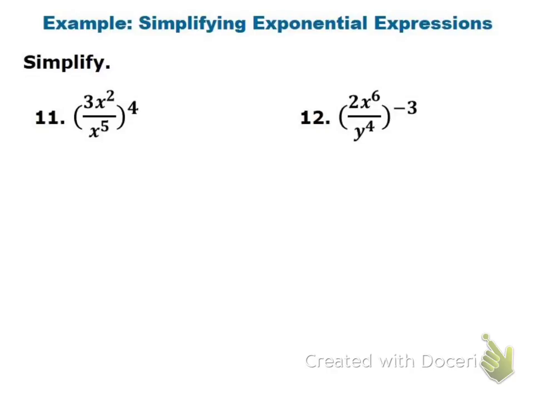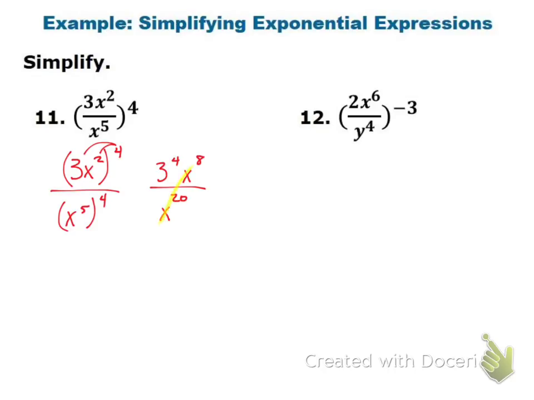with problems like these, the 4th power on the outside has to go to the top and the bottom. So I can rewrite them as 3x squared to the 4th power, and then on the bottom, x to the 5th to the 4th power. And so again, that 4th power can be shared between the top and the bottom. 3 to the 4th, x to the 8th. Remember, power to another power means multiply. And then x to the 20th on the bottom.